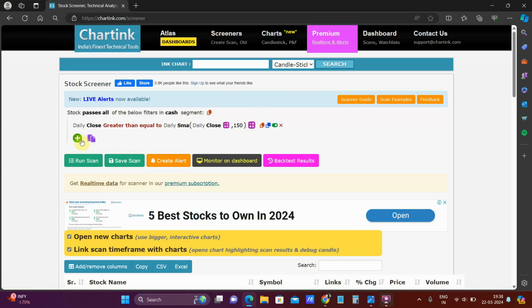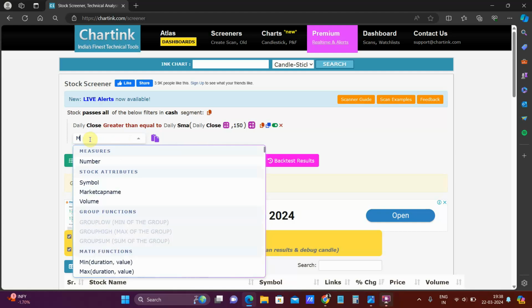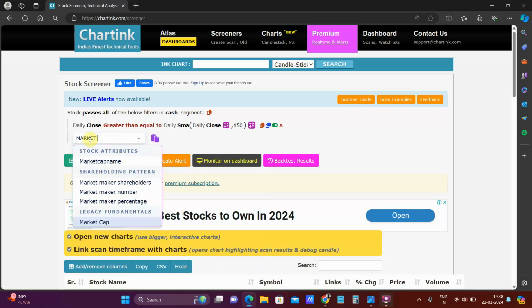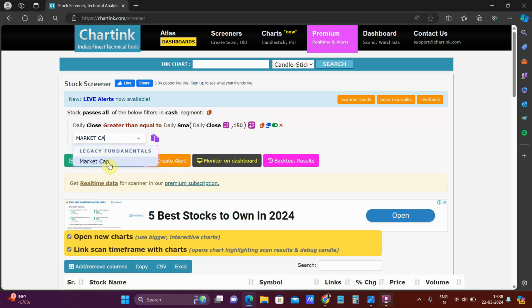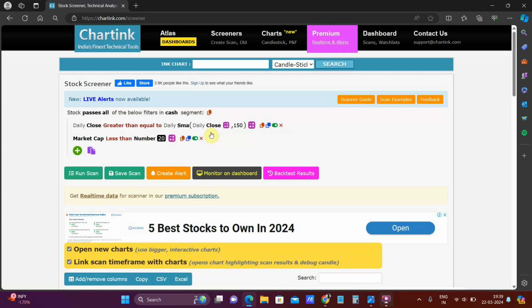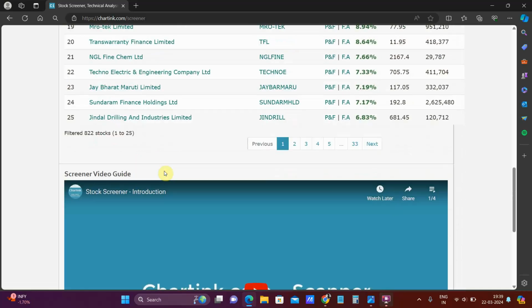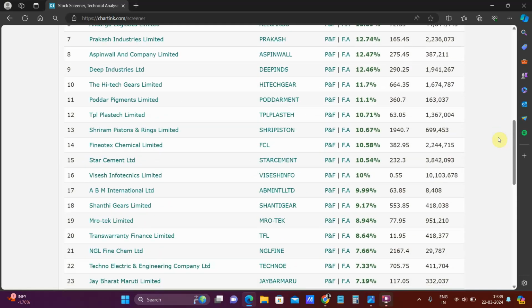Now the second thing is, let's say you're not interested in mid caps or large caps, then you can even put a market cap filter. So what you'll do, I want only market cap less than 10,000 crores. So that as well you can do here, 10,000 crores, and run the scan. So let's see, 822 stocks are now there, right?